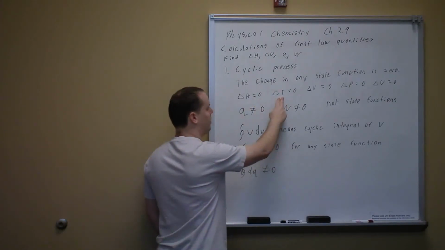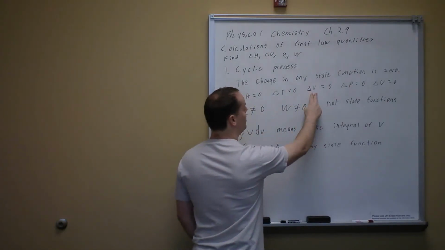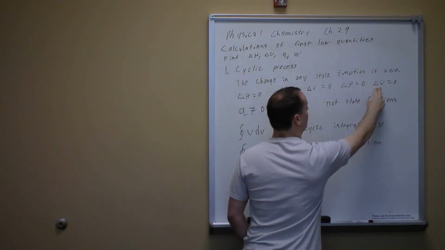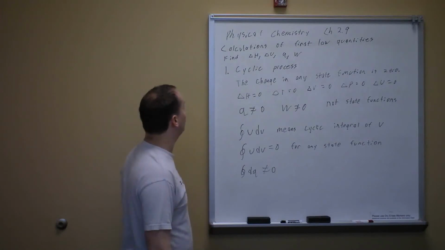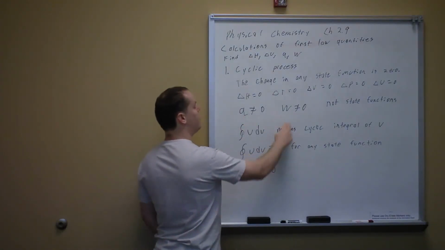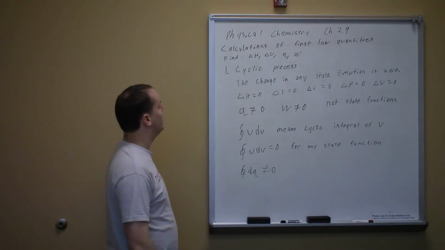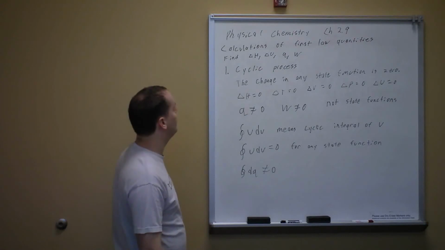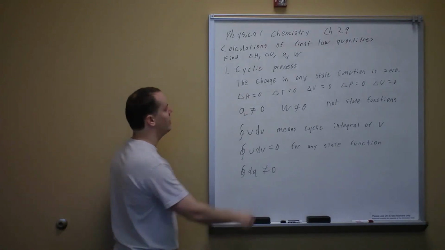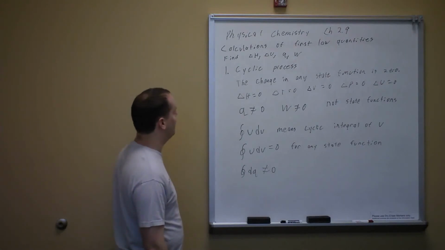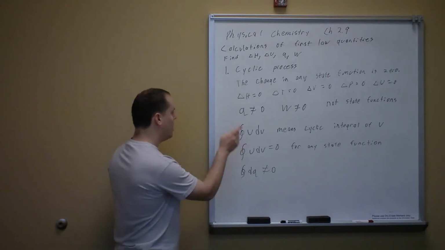Temperature, so delta T is equal to 0, volume, so delta V is equal to 0, pressure, so delta P is equal to 0, and of course internal energy, so delta U is equal to 0. Now on the other hand, Q and W are not state functions. So for a cyclic process, Q is not necessarily equal to 0. In fact, it's probably not. There's no point in having the process in the first place. And likewise, work will probably not be equal to 0. Otherwise, the process doesn't really accomplish anything.